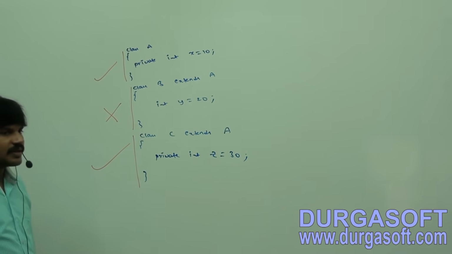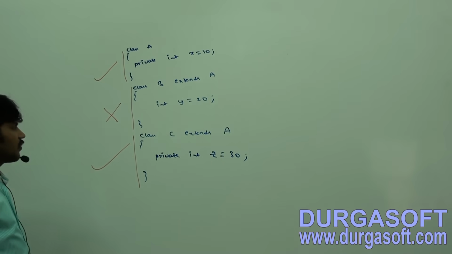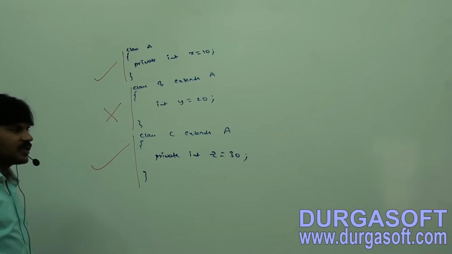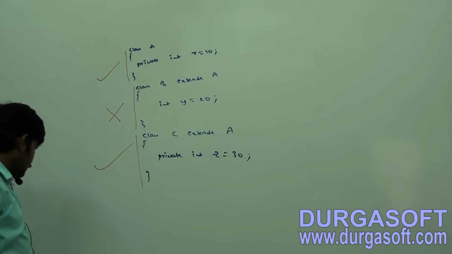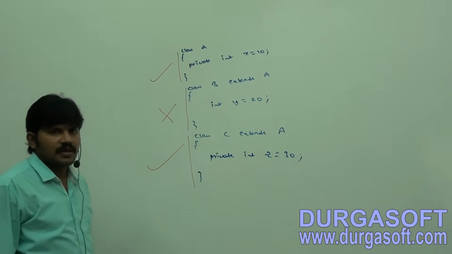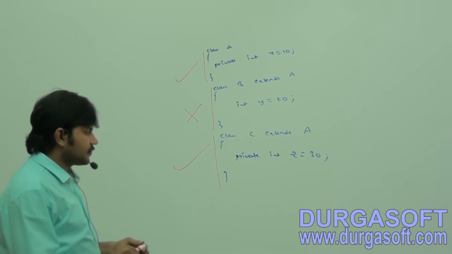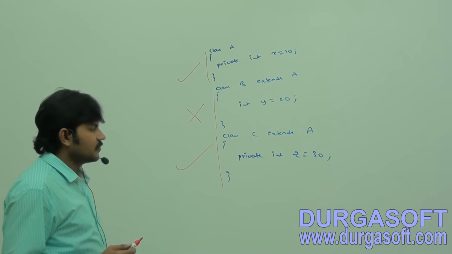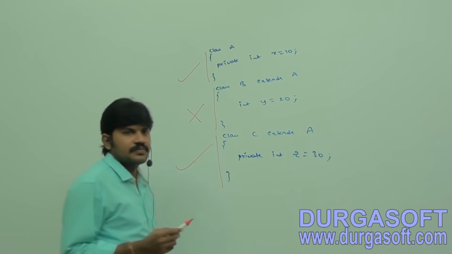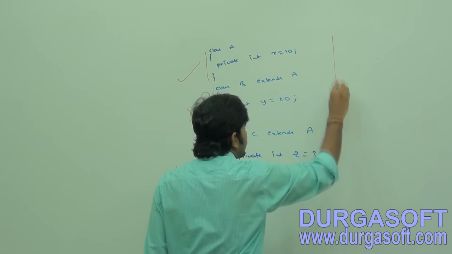Next, private int x = 10, int y = 20. Next, private int z = 30. Can I complete it, right? Okay. Next one. I hope the terminology is clear.